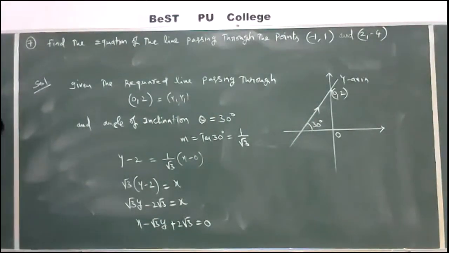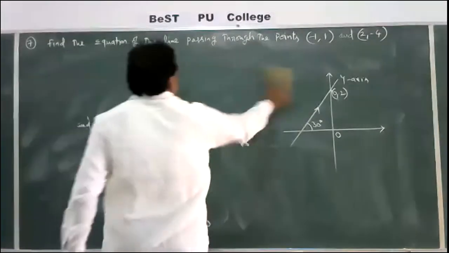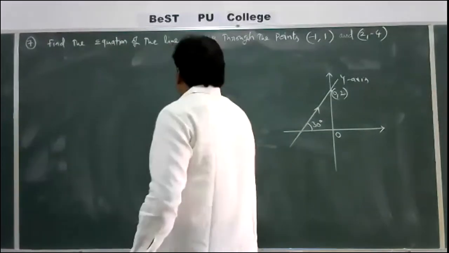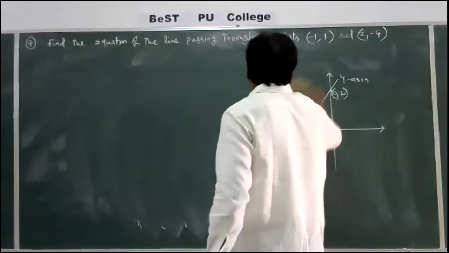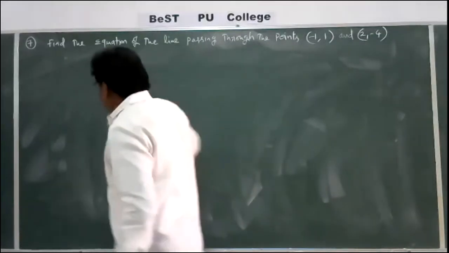Find the equation of the line passing through the points minus 1 comma 1 and 2 comma minus 4. Apply the 2-point form: y minus y1 into x2 minus x1 is equal to x minus x1 into y2 minus y1.